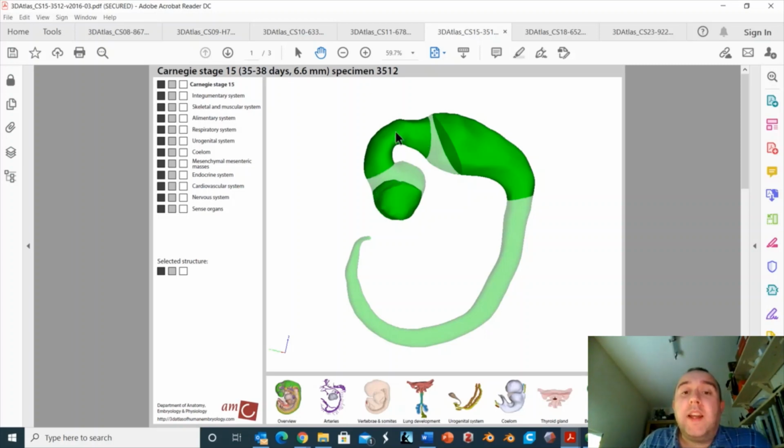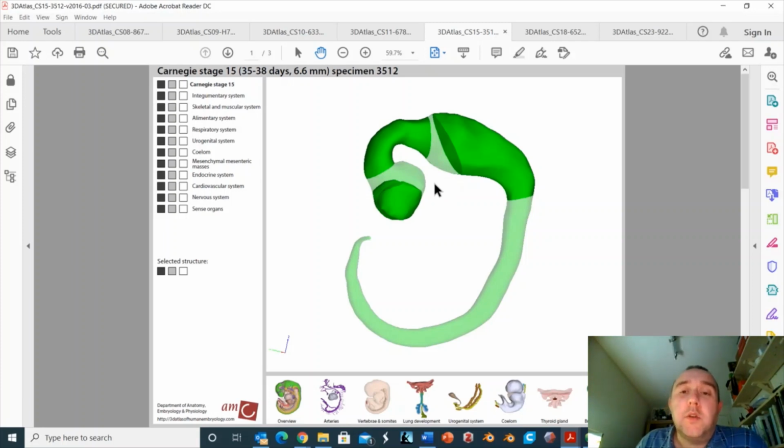Then with the prominent flexure, we have the midbrain or the mesencephalon. So meso means middle, corresponding to the midbrain. The midbrain only has one division. And then the hindbrain is more accurately termed the rhombencephalon. The rhombencephalon refers to the hindbrain.